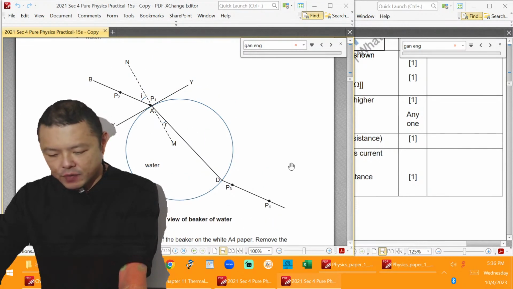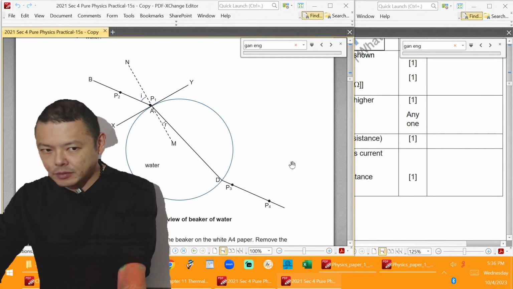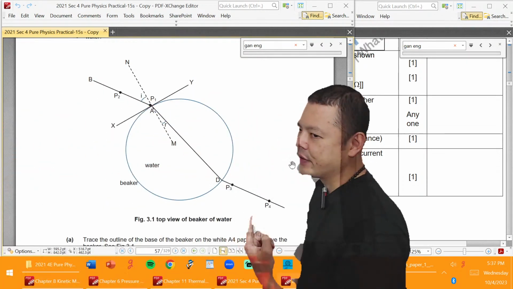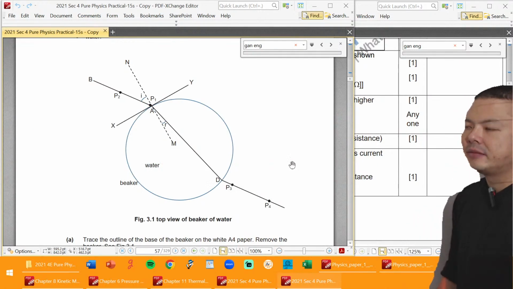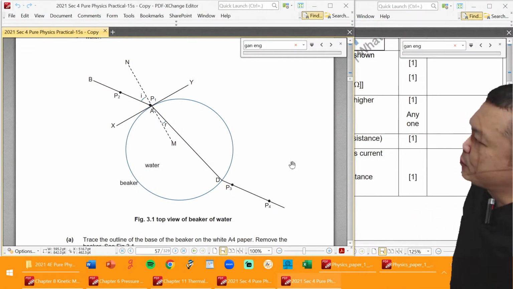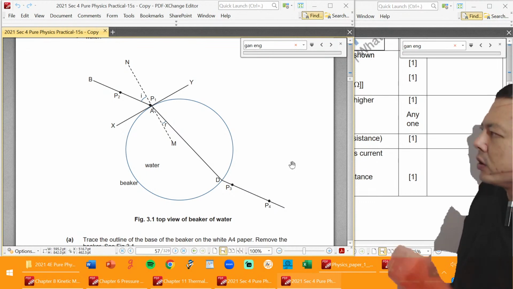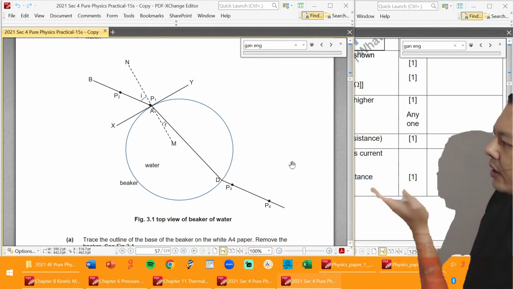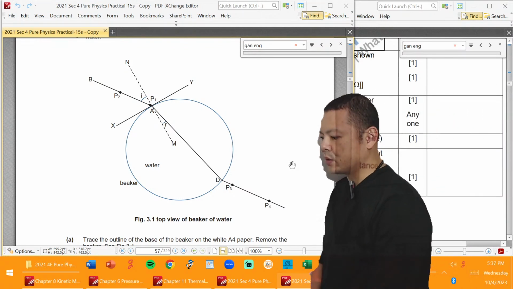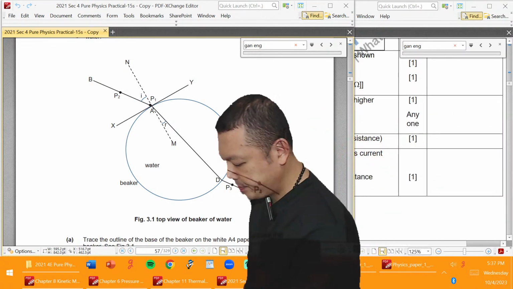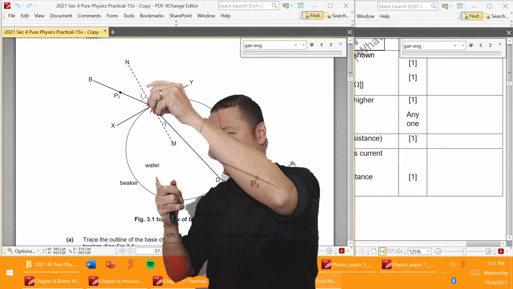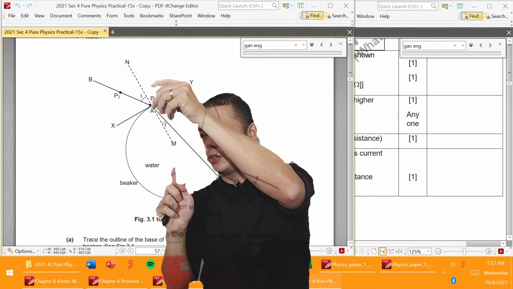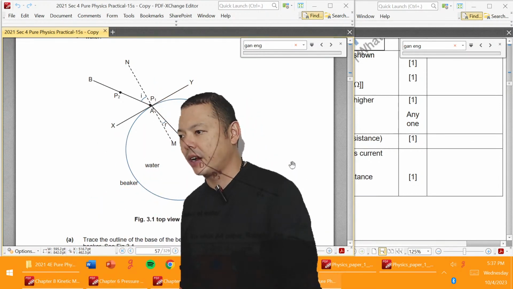This one here will be a very difficult practical to do. You're supposed to use a beaker and water. You're supposed to trace the outline of the beaker onto a piece of paper first. This is very hard because the bottom of your beaker is rounded, so when you put your pencil in, it's very hard to get exactly to the edge of it. But you must try, no matter what.